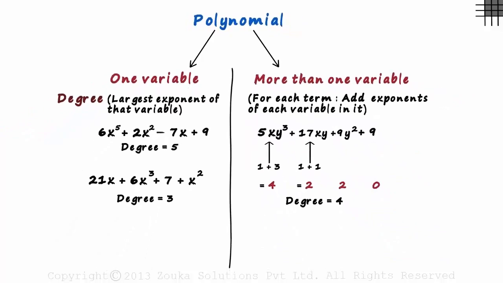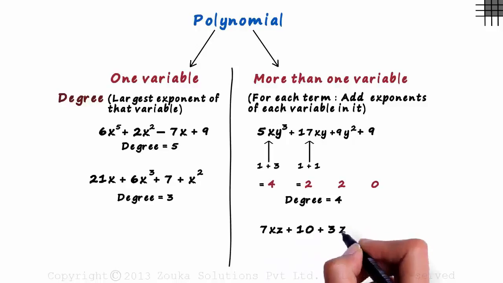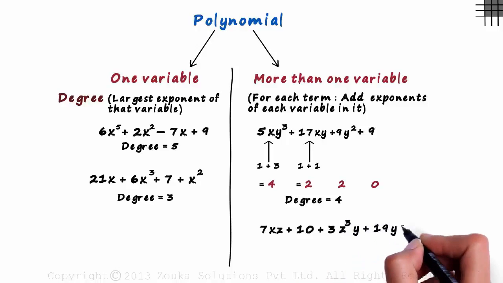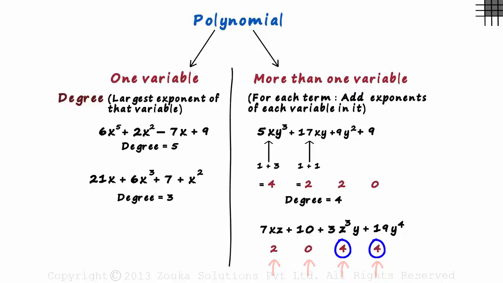Here's our last example. 7xz + 10 + 3z^3y + 19y^4. We have four terms here. In the first term, the sum of exponents of x and z is 2. In the second case, since we have no variables, the exponent is 0. In the third term, it's 3 + 1, which equals 4. And in the fourth term as well, the exponent is 4. 4 is the highest amongst these four terms. Hence, the degree of this polynomial is 4.